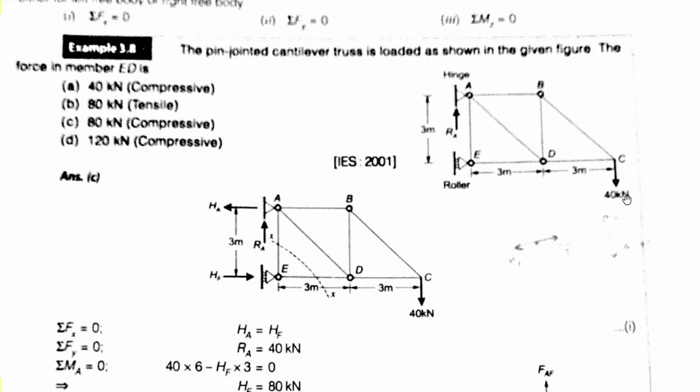C is having an external load of 40 kilonewton here, and the distance between the E support and the D joint is 3 meter, and 3 meter again here. Okay, so the force in member ED is required. So we need to calculate the member force in ED.